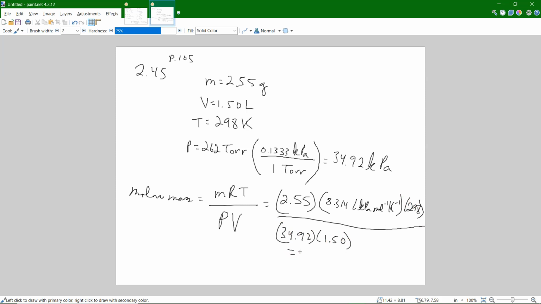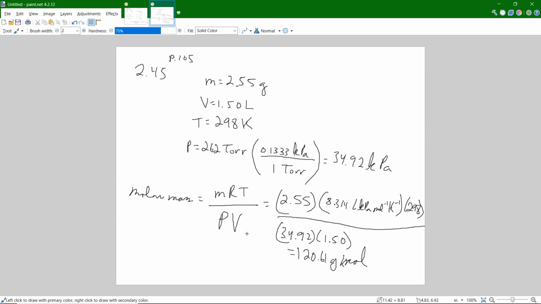Okay, so 2.55 times 8.314 times 298 divided by 34.92 times 1.50, 120.61 grams per mole. So that is the molar mass. Okay, now it asks something else here.